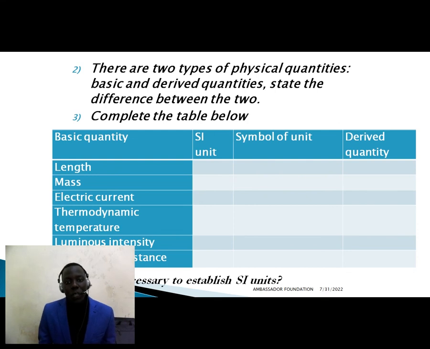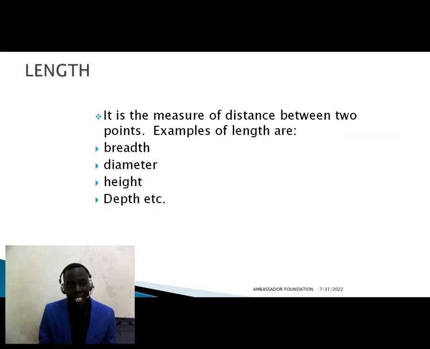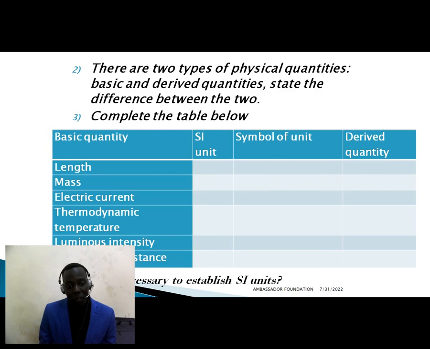There is a question here which I think we have answered in our previous slide. There are 2 types of physical quantities, basic and derived quantities. State the difference between the two. That one we have stated. Then we have another question here. You are told to explain the necessity for the establishment of SI units. Why were there SI units?